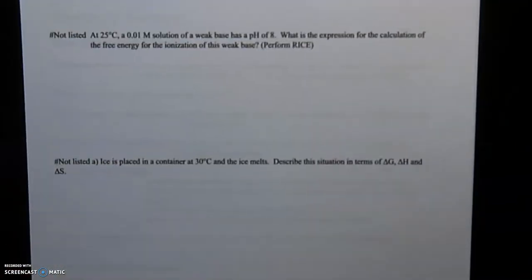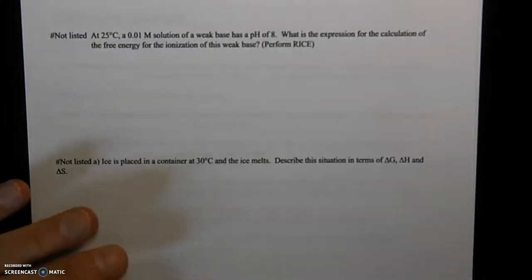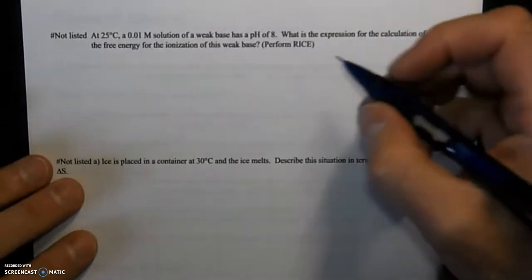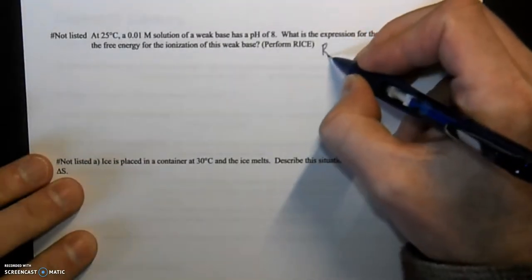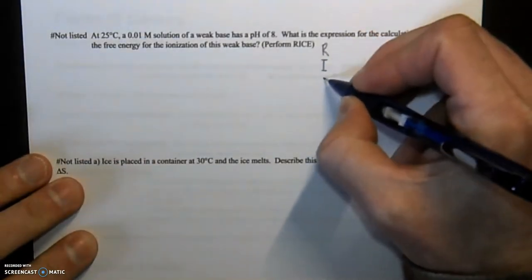First one. At 25 degrees Celsius, a 0.01 molar solution of a weak base has a pH of 8. What is the expression for the calculation of the free energy for the ionization of this weak base? And I'll tell you right there, let's do a RICE. Yeah, I know you're a little upset that you didn't think you'd be doing RICE anymore.